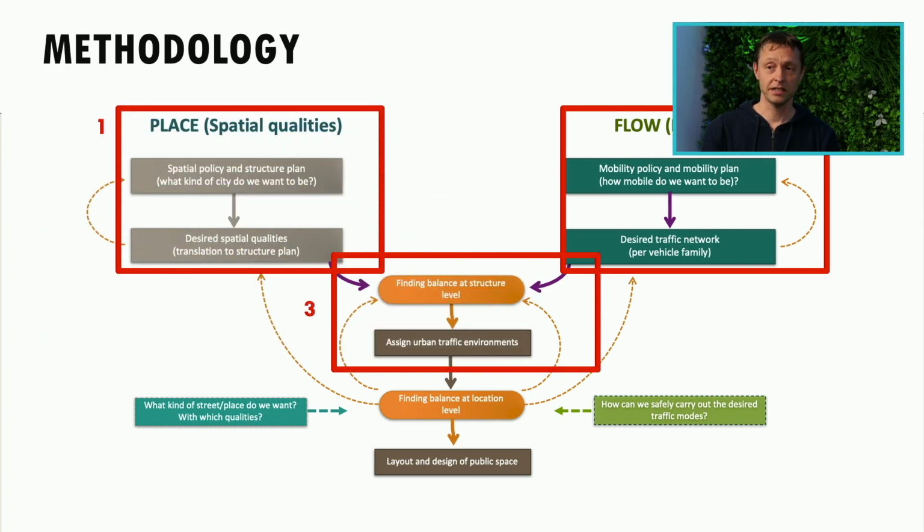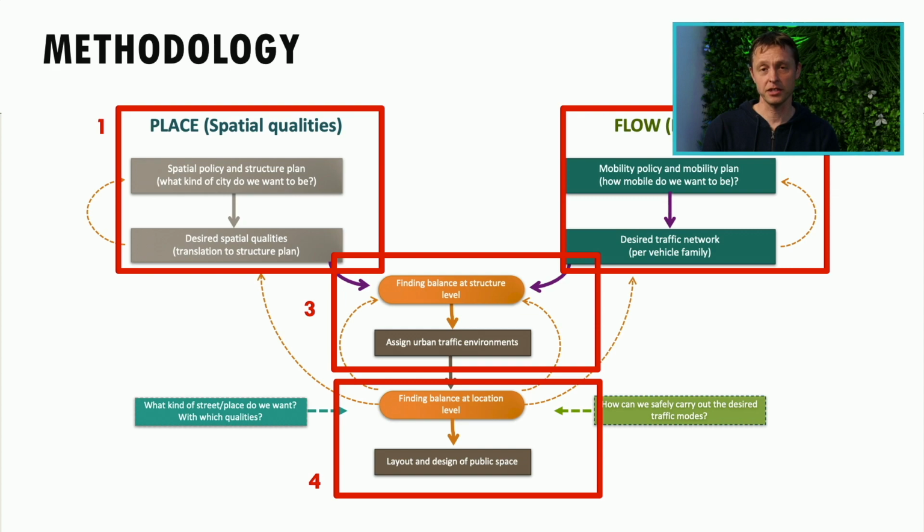Once we've done that, we bring them together. So that's the first act of balancing that takes place. And we do it at the network or structural level. And we hope we can combine what we want to achieve for space, or place and flow. If not, we have to go back. And if we can combine them, we have to make, well, choices. And we set that in urban traffic environments, and we'll get to that later.